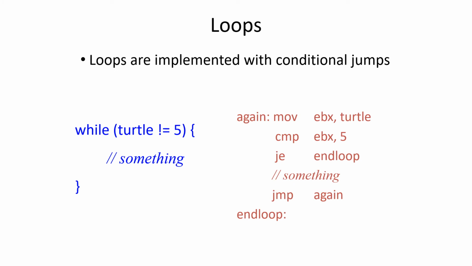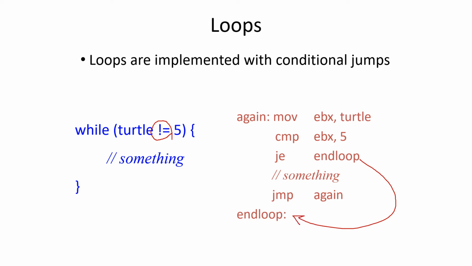Here's a loop. We have several different types of loops. Here's a while loop. So while turtle not equals 5, we move turtle to BX, we compare it to 5, and then we do a jump equal. You notice that the comparison in the program is not equal. We do the opposite of that. We do a jump equal. It's because if it's the end of the loop, then we come down and jump outside the loop.